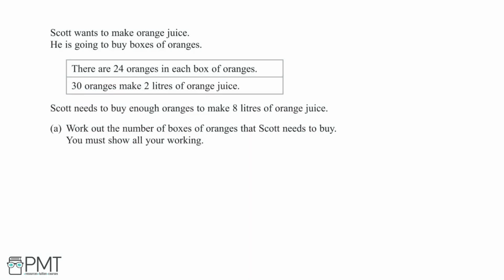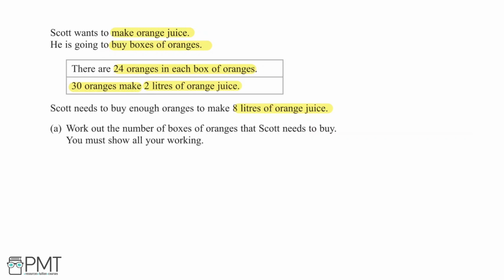We are told Scott wants to make orange juice. Okay, he's going to buy boxes of oranges. There are 24 oranges in each box of oranges, and we know that 30 oranges makes 2 liters of orange juice. He needs to buy enough oranges to make 8 liters of orange juice.